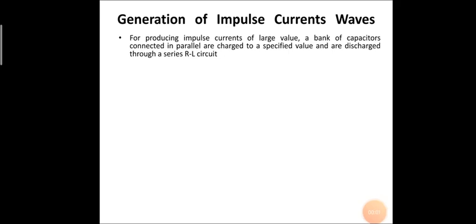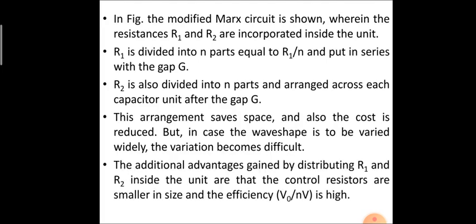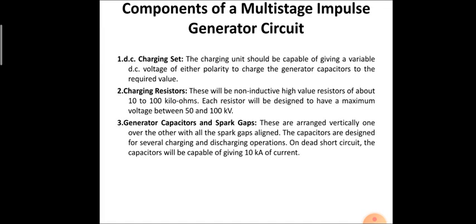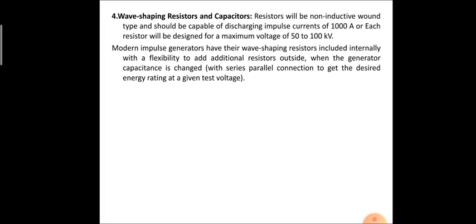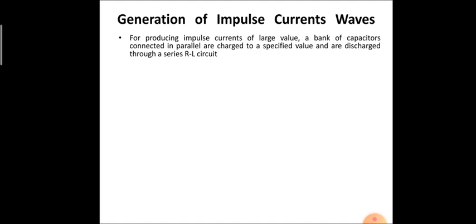Hello students. In the last class we had seen the circuit for generation of impulse voltages. We had seen the Marx circuit and the modified form of the Marx circuit. Today we'll see the generation of impulse currents. We had seen the components of the multi-stage impulse generator circuit also. This circuit we use to check the voltage.